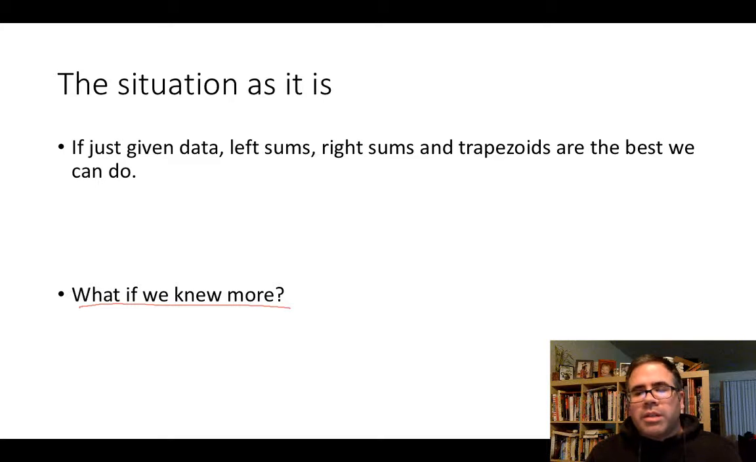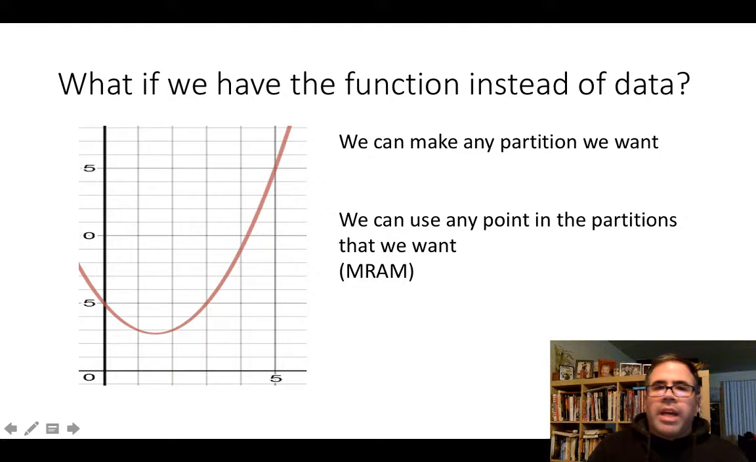What if we knew a little bit more about the situation instead of discrete chunks of it? Here's an example. What if we had a function, a well-defined function at every point, instead of just discrete data like we had earlier? Here's a function, looks like some kind of quadratic.